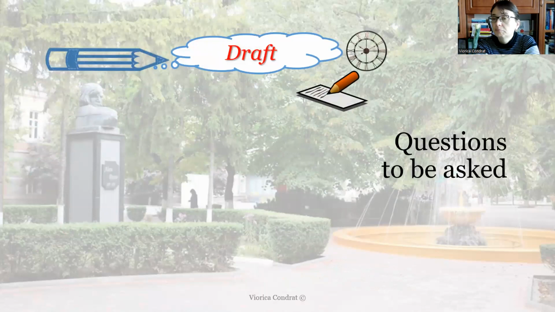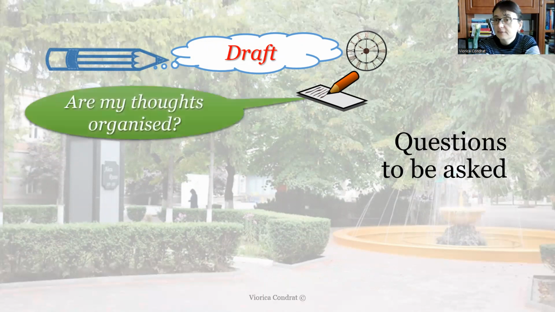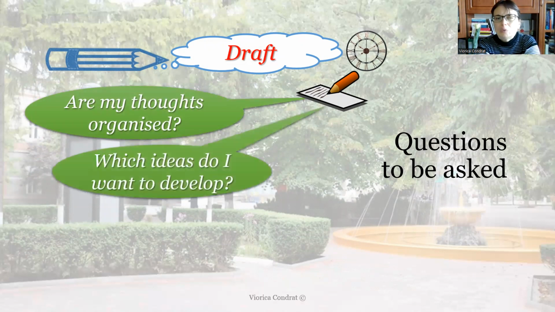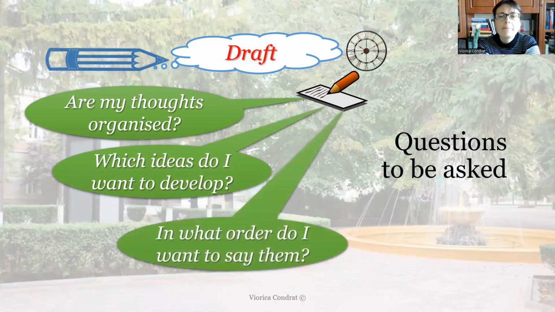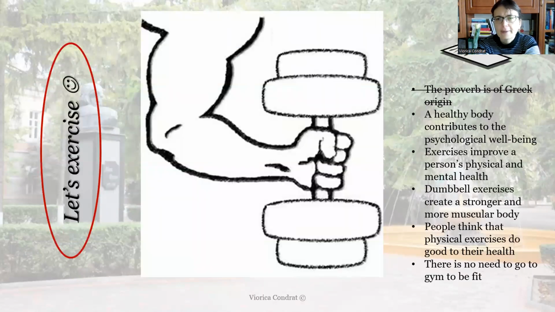Now, those are the ideas I have come up with. Now I'm writing my first draft, and I'm asking myself the following questions. Are my thoughts organized? Which ideas do I want to develop? Do I want to develop all of them? In what order do I want to say them?